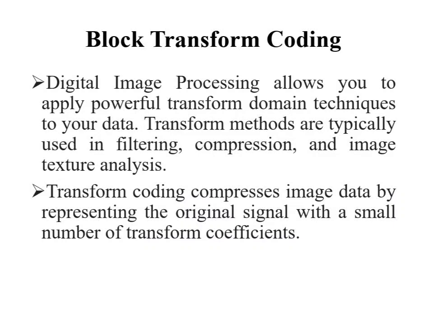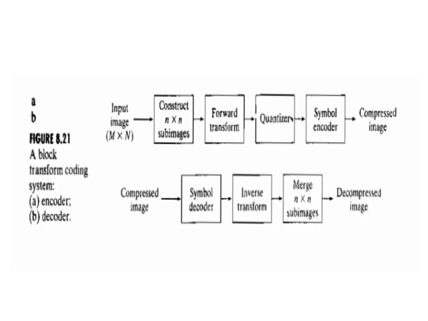The next one is transform selection. Block transform coding systems are based on a variety of discrete 2D transforms that have been constructed and studied extensively. The choice of a particular transform in a given application depends on the amount of reconstruction error that can be tolerated and the computational resources available. Compression is achieved during the quantization of the transform coefficients.